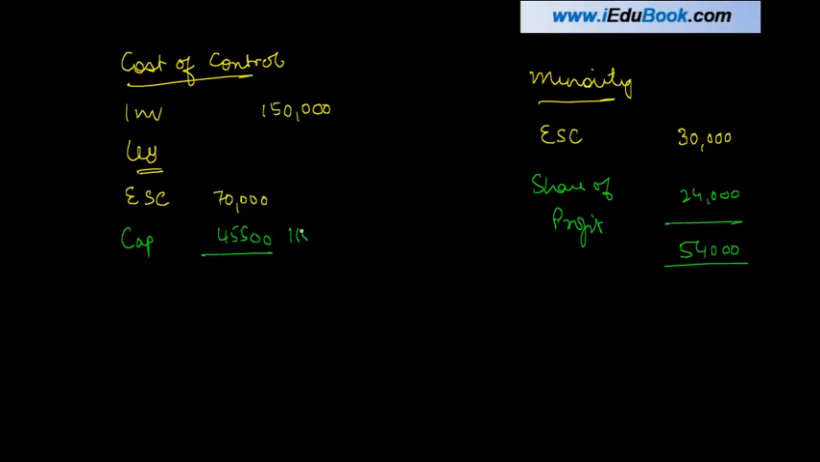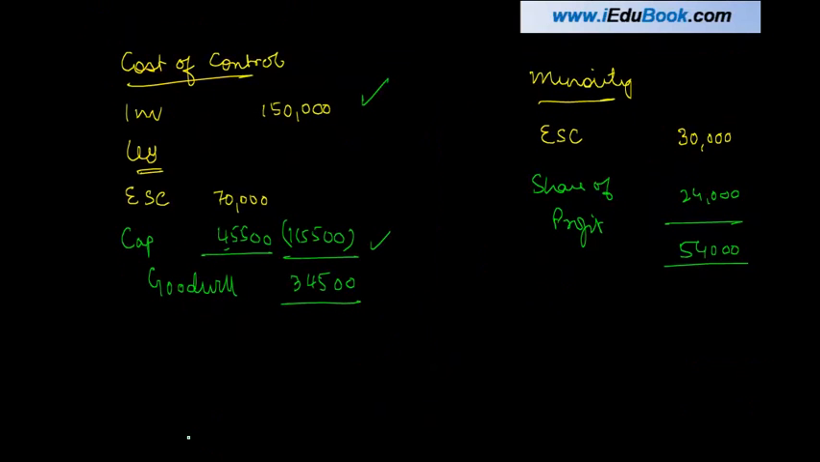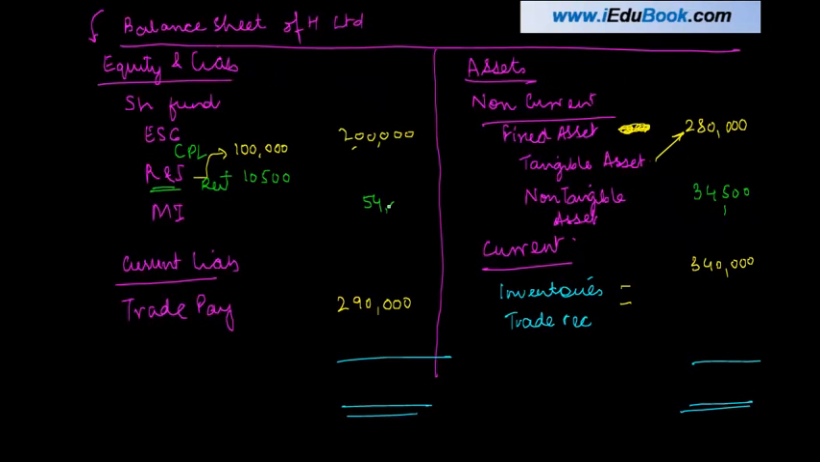45,500. Sum of these two, 115,500, when reduced from 150 will give you 34,500. This is goodwill. Why? Because I paid more, I got less. So what I have paid surplus is goodwill. Non-tangible goodwill 34,500. Minority interest, how much is the number? 54,000. Sum of these two, 110,500, I can put in here. So what's the total? 654,500. Can you please check it for me? 280, 620, 654, 500, 200, 4, 6, 610, 654, 500. Correct.